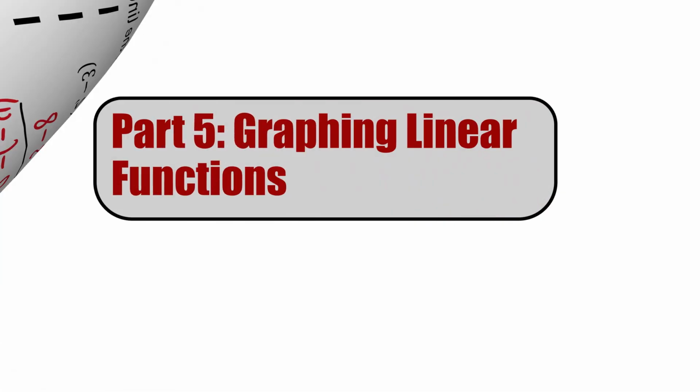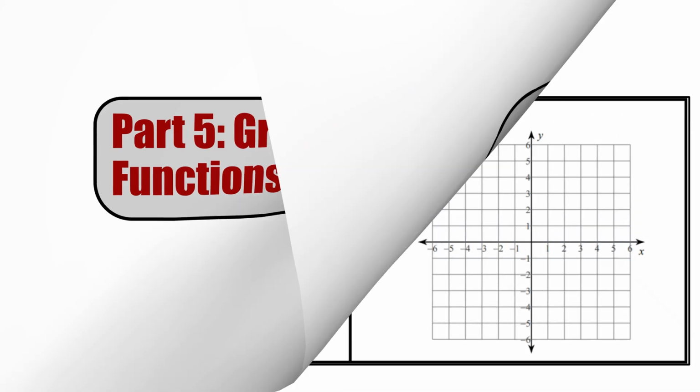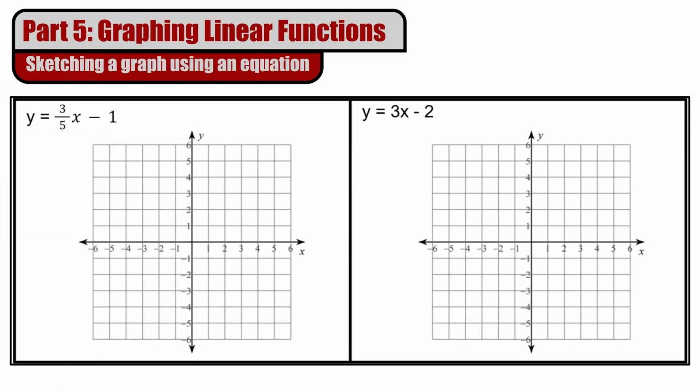In this part, we're going to learn how to sketch a graph directly from an equation. We'll use the slope and the y-intercept to draw the line quickly and accurately. To graph a line, use the y-intercept as a starting point, then use the slope to plot more points. In the graph to the left, first, we plot the y-intercept at the point 0, -1.